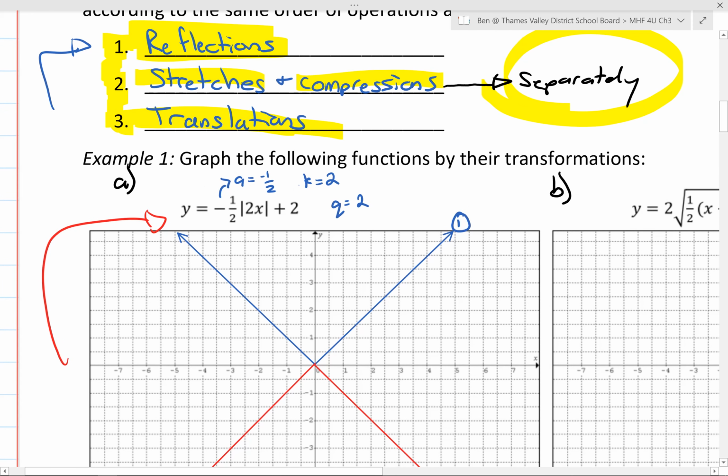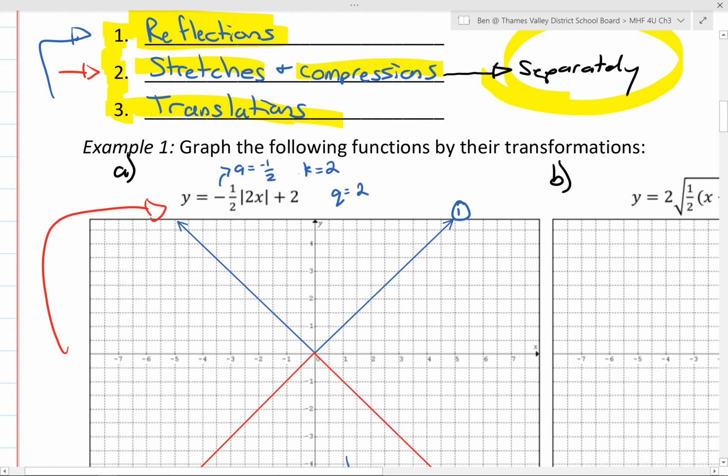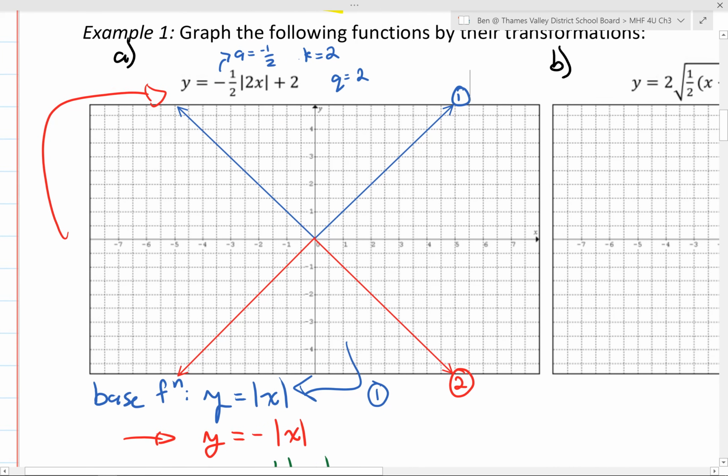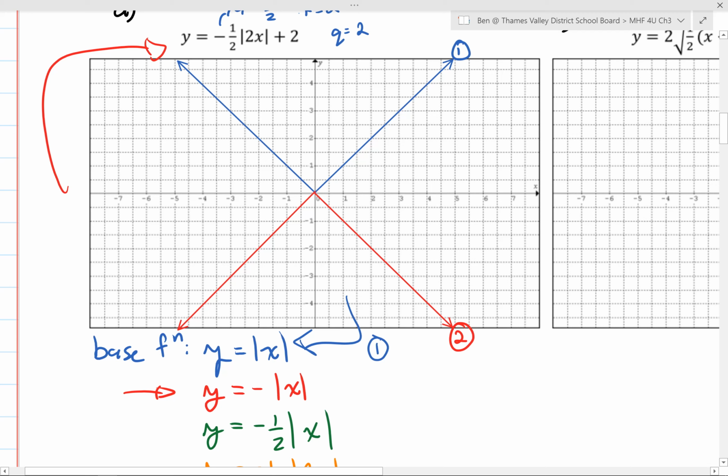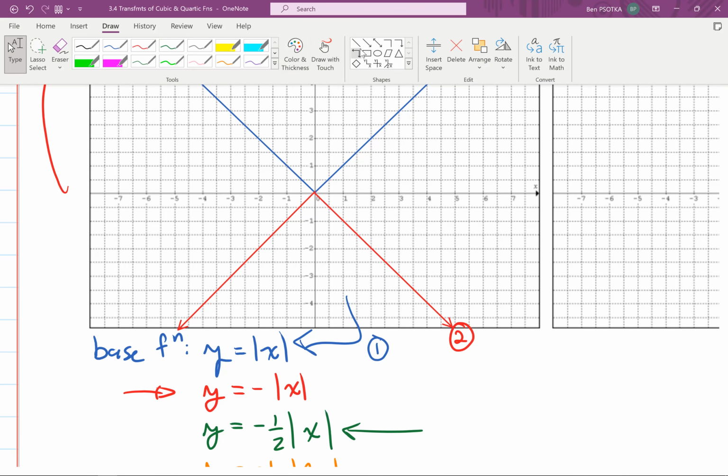Now next we're working with our stretches and compressions. If we have a horizontal one and a vertical one, it does not matter which one we go for first. We're just going to work from left to right. So we'll work with our vertical compression here. This is a vertical compression by a factor of 1/2, and looks like we're working with green this time. That means our equation, when we're working with our full a value here, is y equals negative 1/2 times the absolute value of x. Well, I am vertically compressing this by a factor of 1/2.